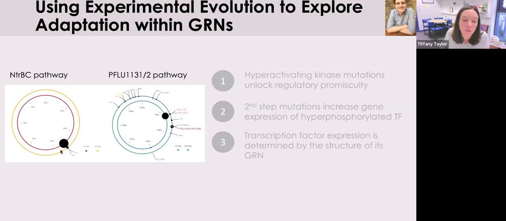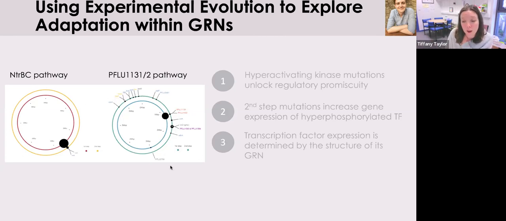We have a lot of data for this first step, but we have more for the second step. I can confirm they're both parallel. But in this alternative pathway, you can see that first step is highly parallel. This is the mutations in PFLU 1131. But it's a very different story for the second steps compared to this NTR-BC pathway, where we see this large, diverse range of mutations all across the genome that seem to be doing very different things.